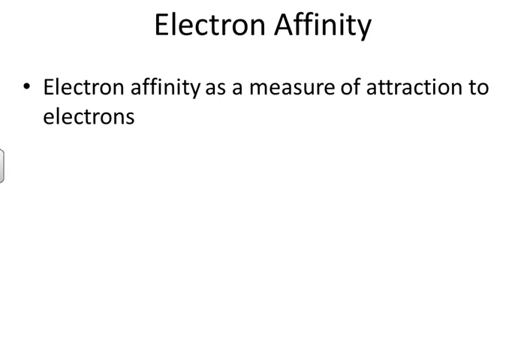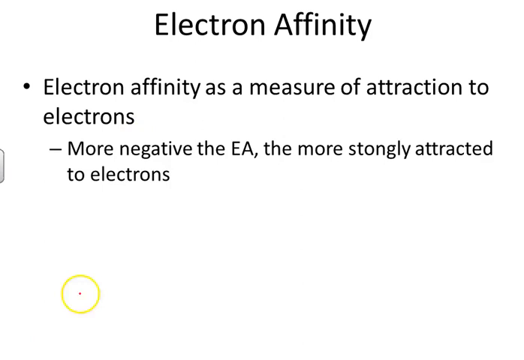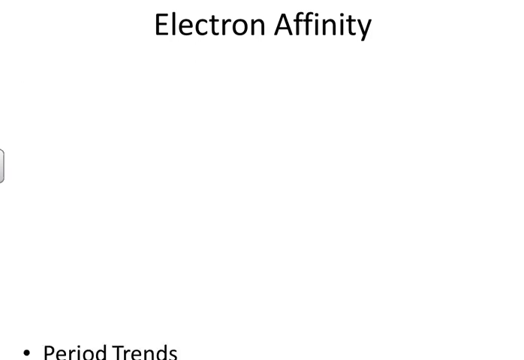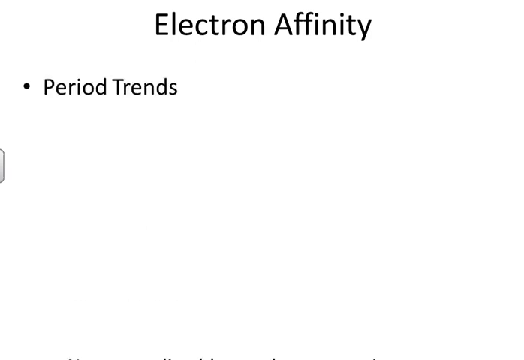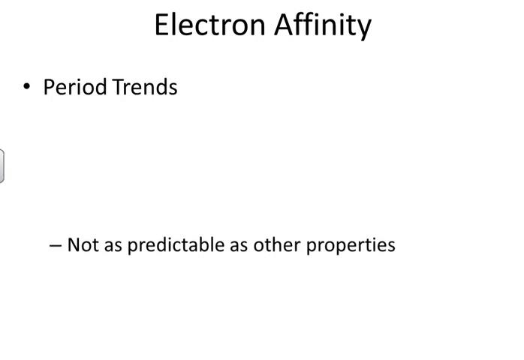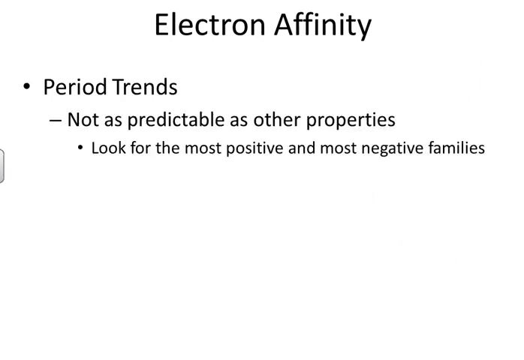So one way to look at electron affinity is it's a way to measure the attraction of a neutral atom for electrons. The more negative the electron affinity, the more strongly attracted an atom is to its electrons. Now, the period trends first don't tend to be as predictable as other properties. And what we do is we look for the most positive and the most negative families.